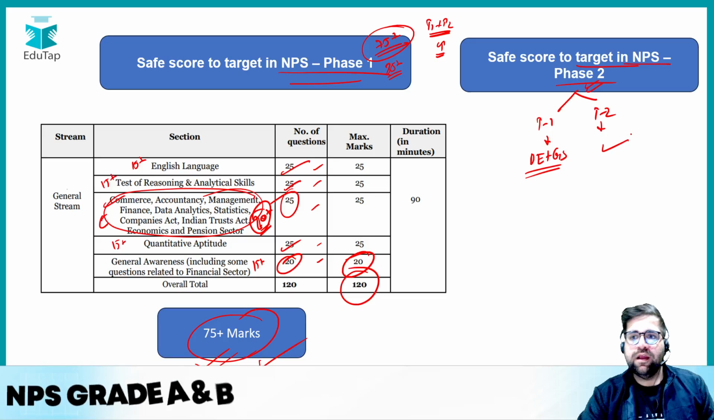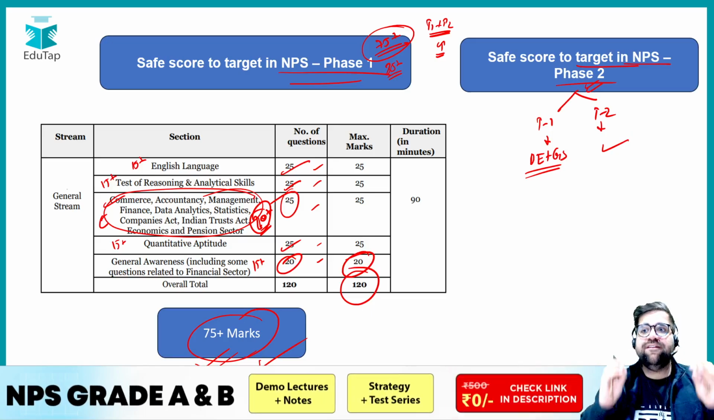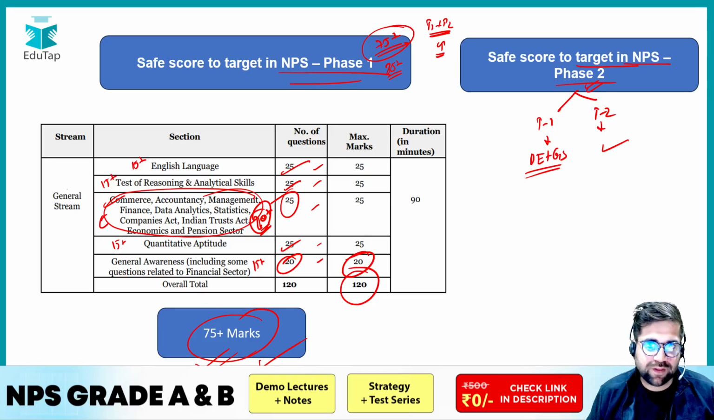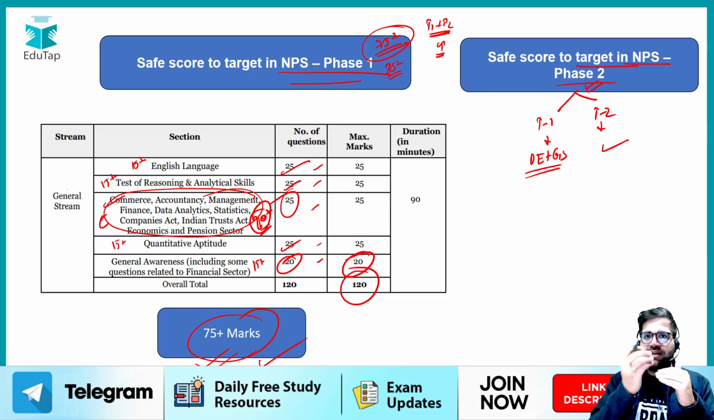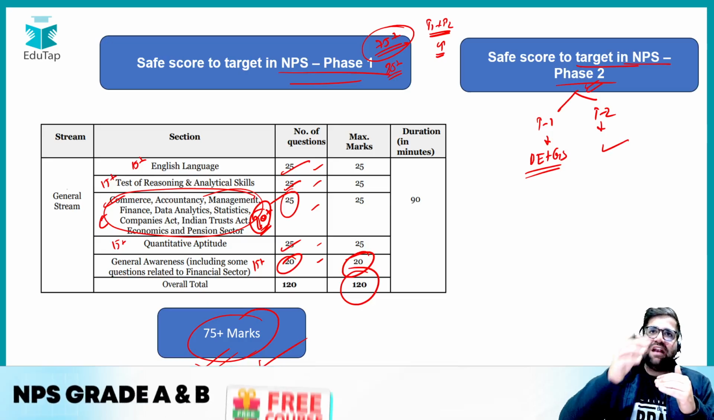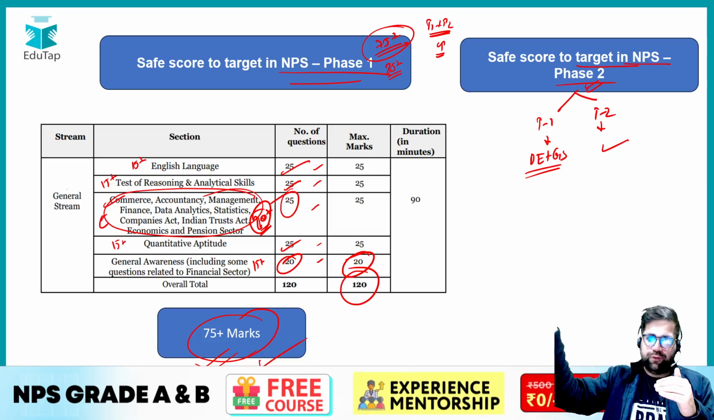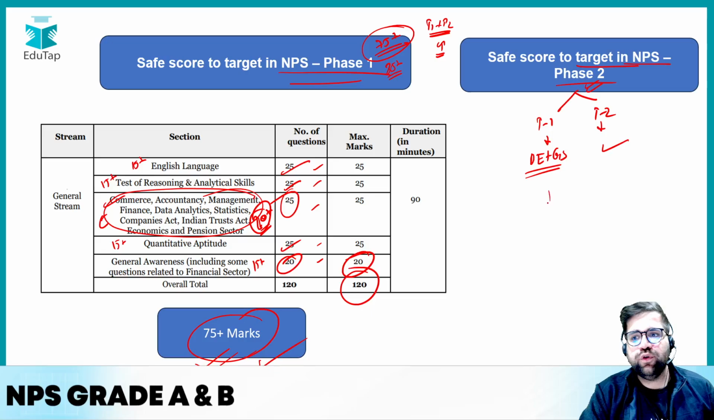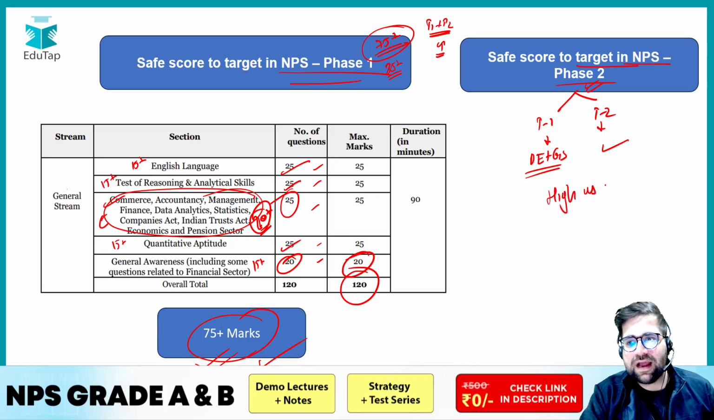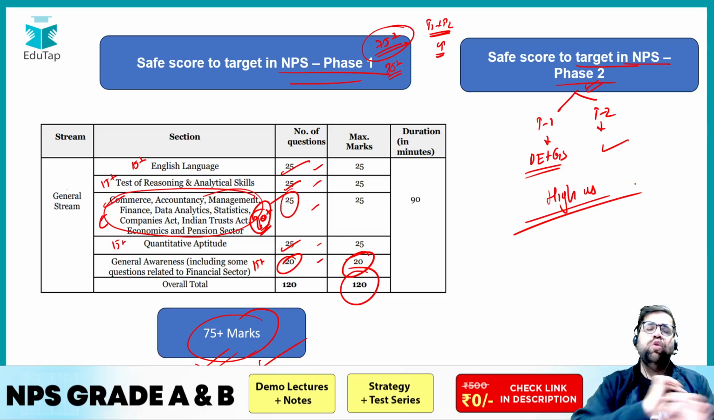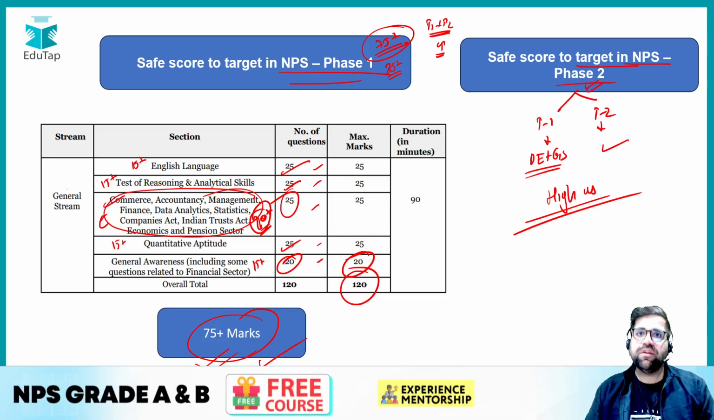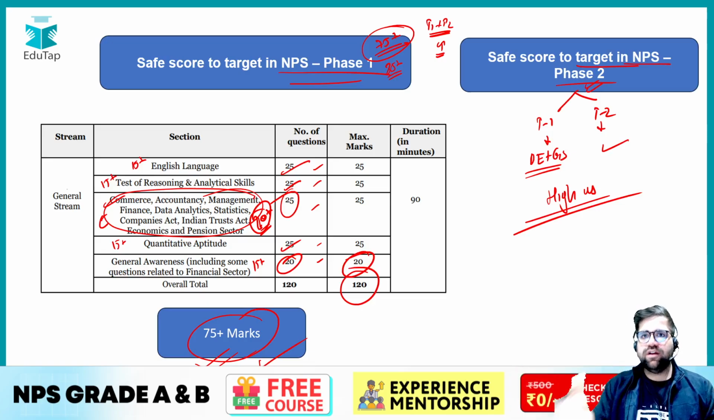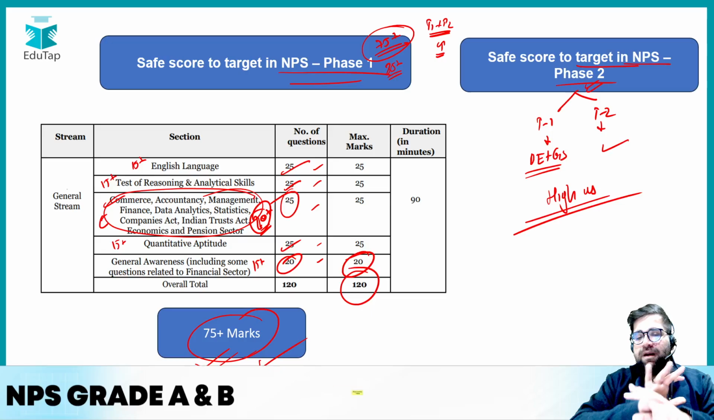Okay, now as I have told you, in phase 2 there is no safe score. There is no safe score because even if you have a safe score, even if you just score something above that safe score, that will make sure that you are depending a lot on the interview. So make sure that in phase 2 you score as high as possible, because that will make sure that you are at least entering the interview.